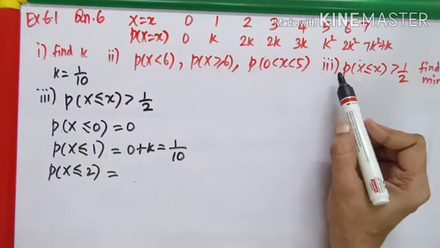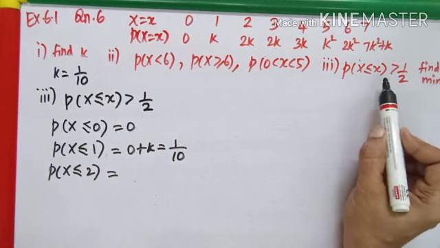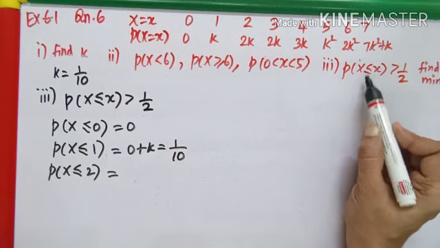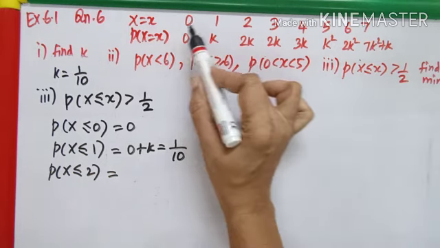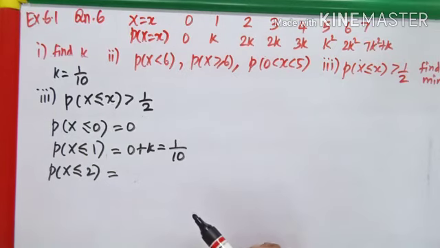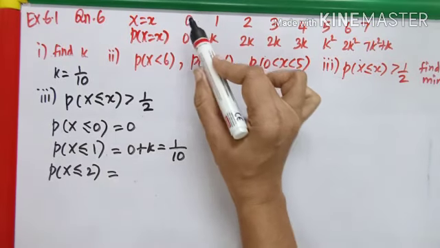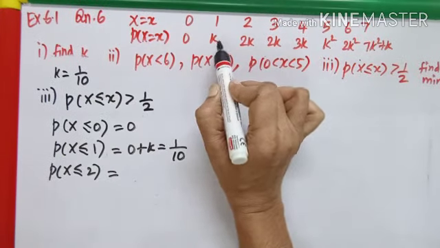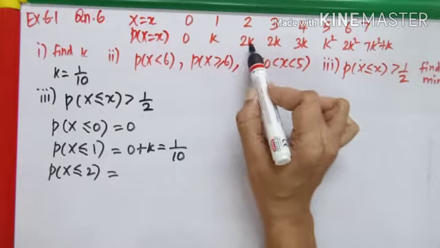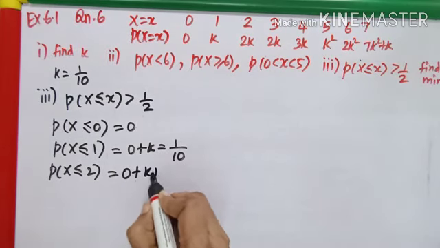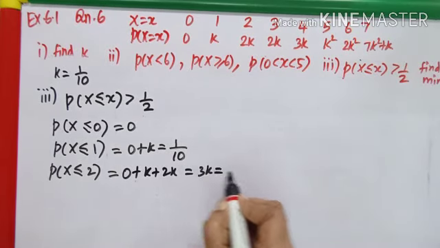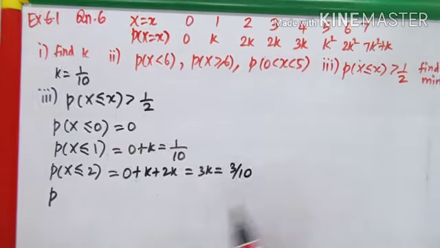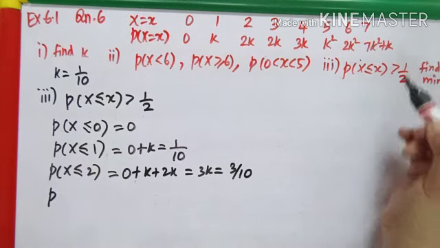Third part of the question: P of x less than or equal to x is greater than half. The x values are given here. Let us start from 0. Less than or equal to 0, my answer is 0. Less than or equal to 1, add these two. Less than or equal to 2, add first three probabilities, 0, k, 2k. As I add, it is 3 by 10. I am not crossing 1 by 2. My question is, when do you cross 1 by 2?